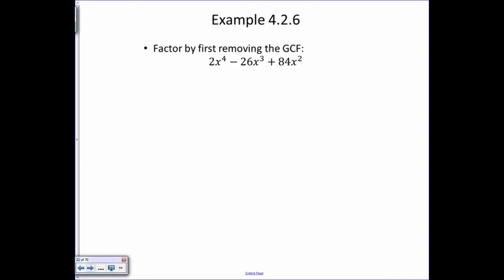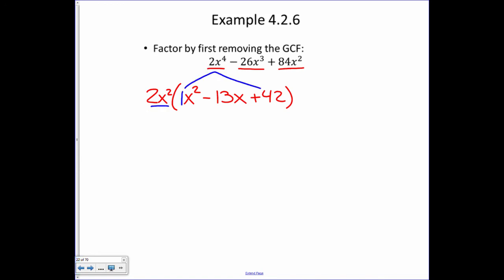We want to do the same thing here. In this case, we have 2x to the fourth, 26x cubed, and 84x squared. All of them are divisible by 2x squared, so we can factor that out. And you're left with x squared minus 13x plus 42. So once again, we want to keep the greatest common factor around, but we only need to factor what's in the parentheses. So 1 times 42 is 42.